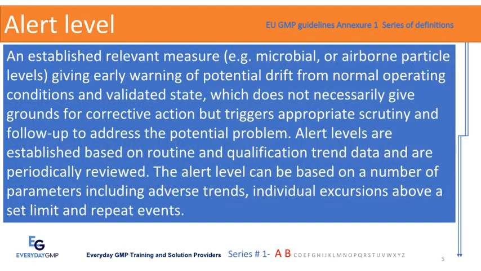Alert level: an established relevant measure, e.g., microbial or airborne particle levels, giving early warning of potential drift from normal operating conditions and validated state, which does not necessarily give grounds for corrective action but triggers appropriate scrutiny and follow-up to address the potential problem. Alert levels are established based on routine and qualification trend data and are periodically reviewed. The alert level can be based on a number of parameters including adverse trends, individual excursions above a set limit and repeat events.